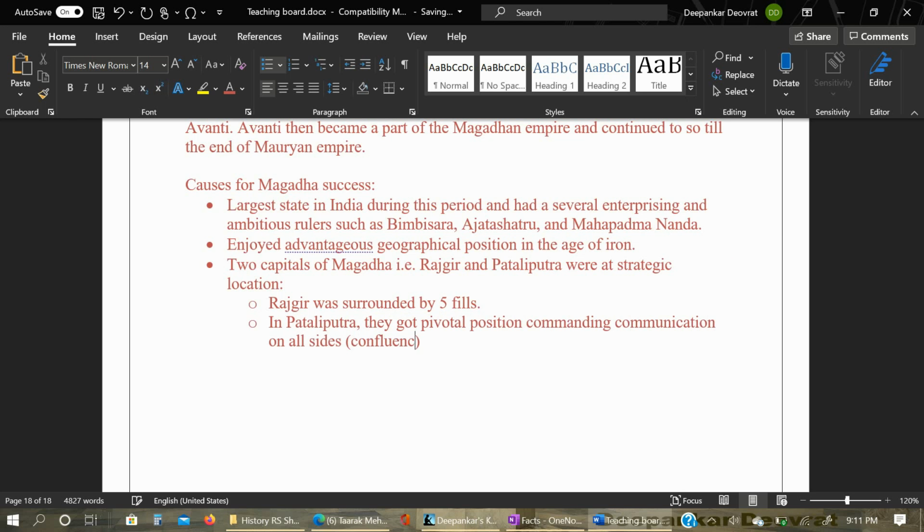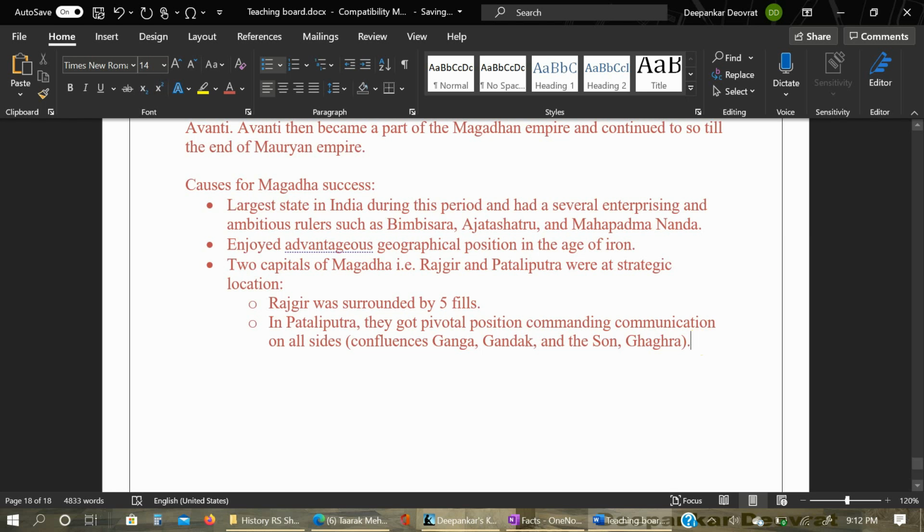How? At the confluence, the Ganga was there, the Gandak is there, the Son, and the fourth river was the Ghagra, which joined the Ganges not far from Patliputra. So in pre-industrial days, when communication was difficult, because of these rivers the army could move north, south, east and west by following the courses of rivers.